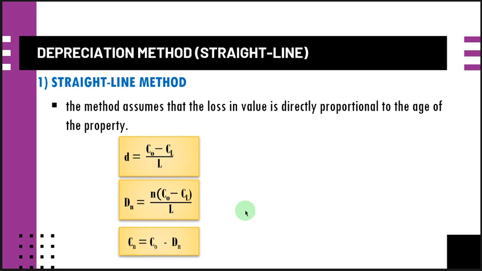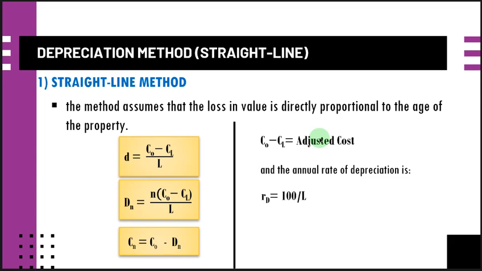Here is another simple note: the difference of C sub O minus C sub L is also referred to as the adjusted cost, if you look into other references regarding our subject, engineering economy. And we also have the annual rate of depreciation when using the straight line method, denoted by R sub D, equal to 100 divided by the useful life L. So try to remember this one.